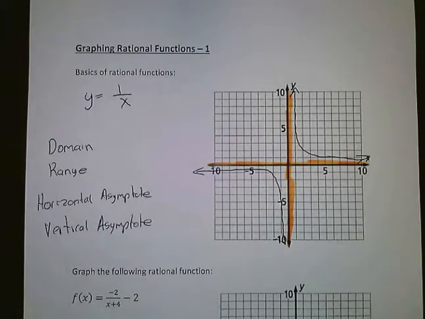Hey everybody, let's talk about graphing rational functions. This is going to be my first of 3 videos on graphing rational functions. I'll hit a lot of the basics in this video, and then in my second and third videos I'll look at a little bit more complex equations.